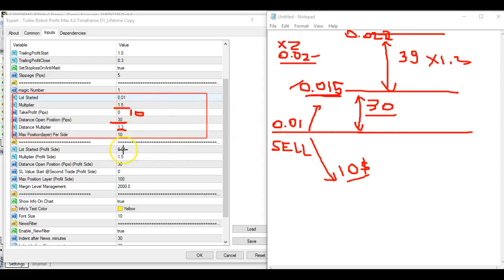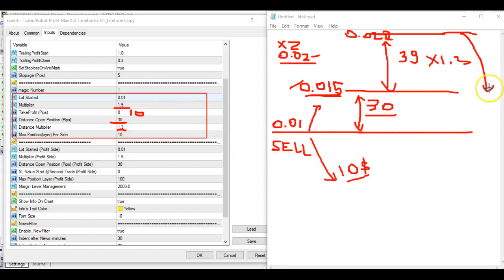All right, so the point here is, what if the market reverses back? Let's say after opening the third lot size here, the market reverses back something like this. So it will reach your TP of 10 pips, and I will close all, meaning the whole series of trades. So 1, 2, 3, I will close all these trades. Okay, so that's how it works.